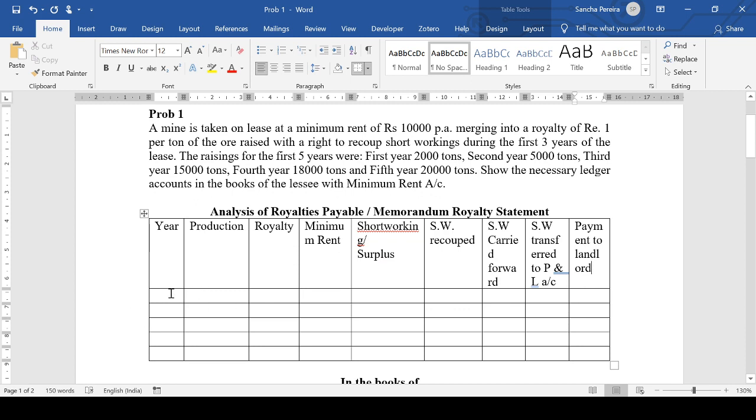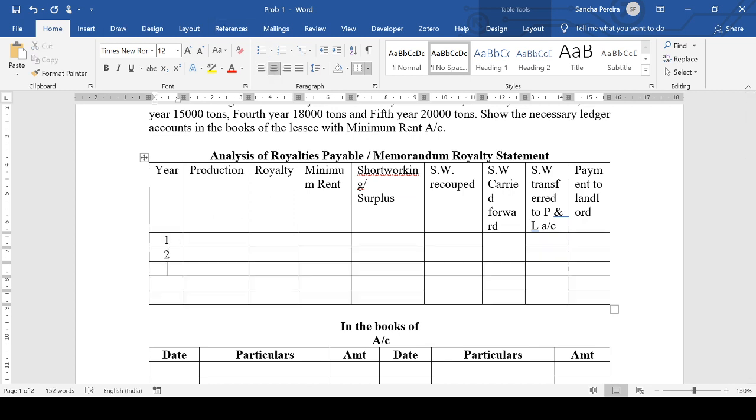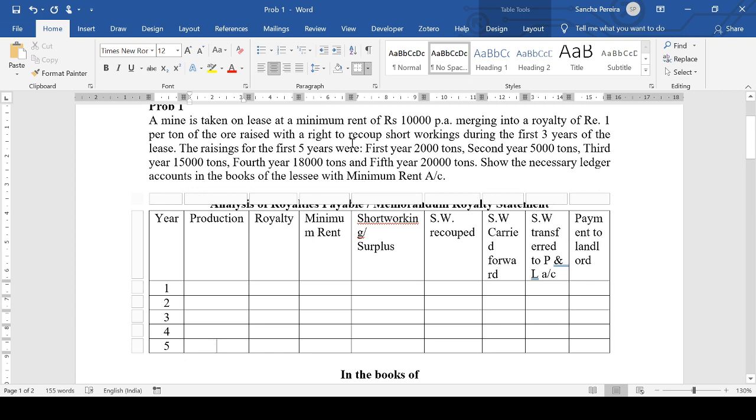So we start with the first year. First, we'll put down all the information that's given to us. You can do it year by year, or I feel it's better to put down all the information. So in the first year, we have one, two, three, four, five. What's the production? The raisings for the first 5 years. First year was 2,000 tons. Mind you, this 2,000 is tons. It's not rupees. We have to calculate and convert it into rupees. So you can just put this in tons, just so that you know.